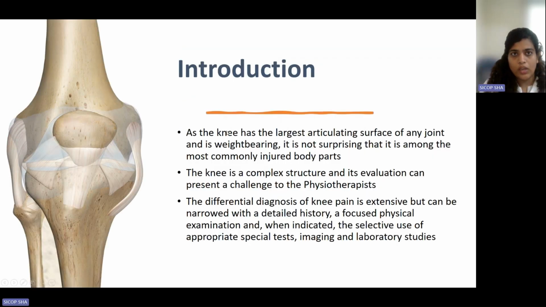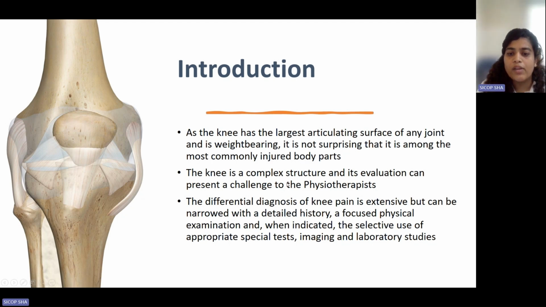When we talk about the knee, we usually divide the knee complex into two parts, that is the tibiofemoral and the patellofemoral joint. The knee joint is the largest articulating surface of any joint, and it is a weight-bearing joint. So it is not surprising that it is among the most commonly injured body parts. It is a very complex structure, and to diagnose any pain of the knee is quite difficult. So we need to have a proper understanding of the structures that are present in the knee and the forces or symptoms that can lead to knee pain.